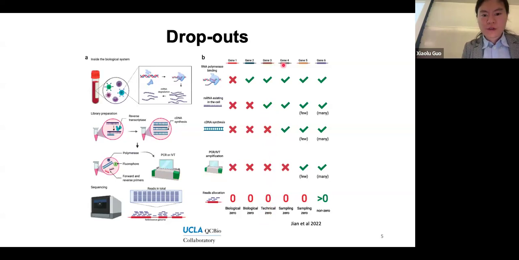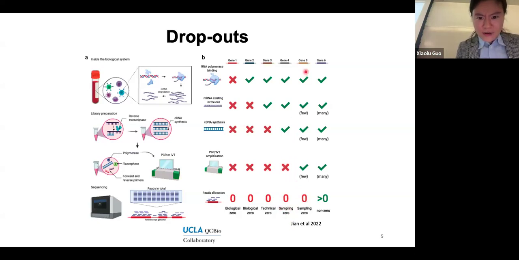And the fourth case is that, okay, we have the stable mRNA in the cell, and we can reverse transcribe it into cDNA. However, when we do PCR, because each mRNA has a different sequence, they have different efficiency of PCR amplification, and some are very low efficiency, so we won't be able to amplify it to the detection threshold for the sequencing. So we still get 0. And that's called sampling 0.